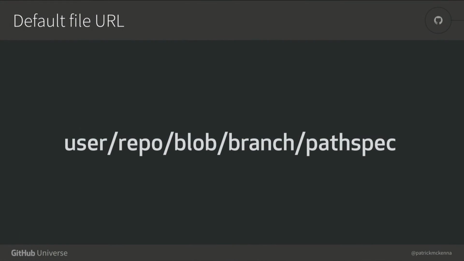This is the default URL you're going to get. In a given repo, blob, the branch name, and followed by the file name and the path to that file. This is what we show you by default. So if the branch is master, for example, and path spec is just readme, this link will always take you to whatever version of the readme exists on the master branch at that time. So that presumably is going to change as your project advances and as the master version of your readme changes.